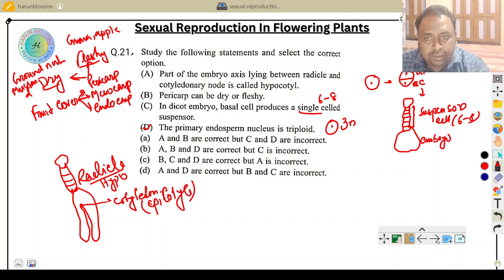Okay, so here the right answer is B. A is right, B is right, C is false, D is right. A, B and D are correct, but C is not correct. Okay, next question.